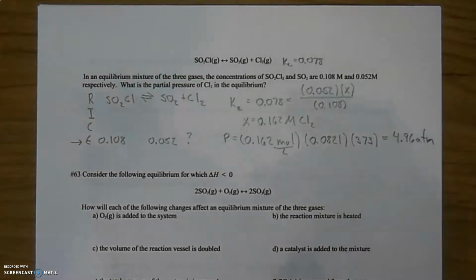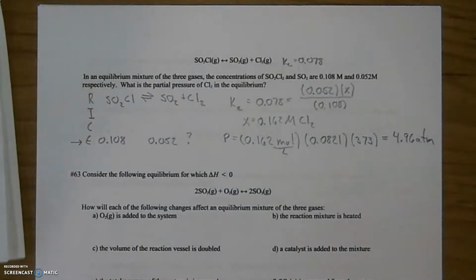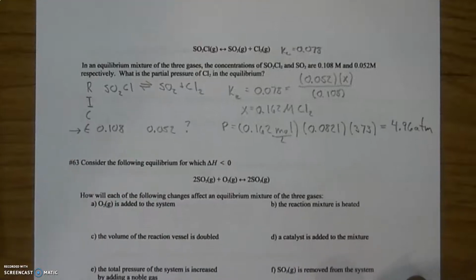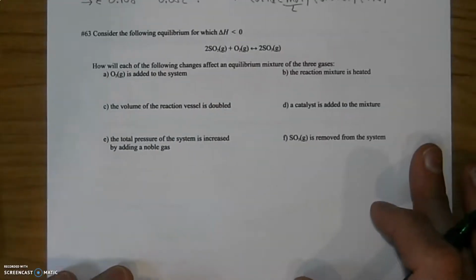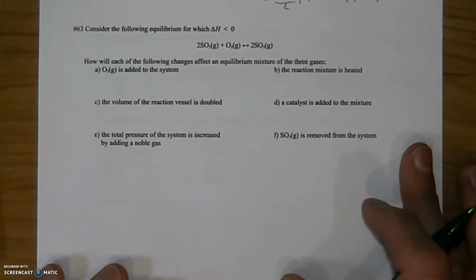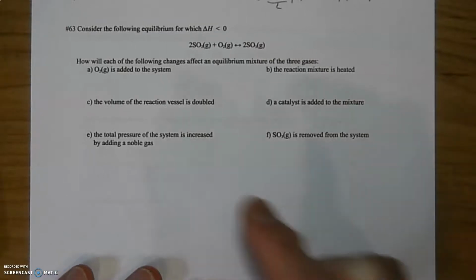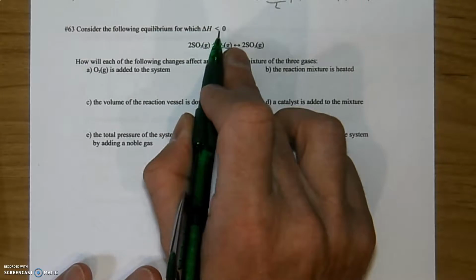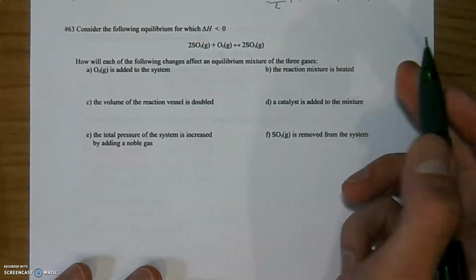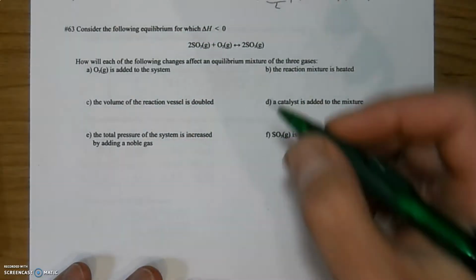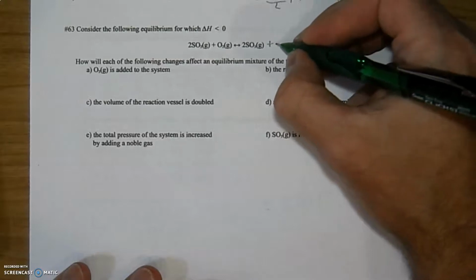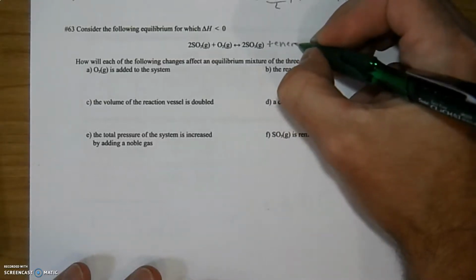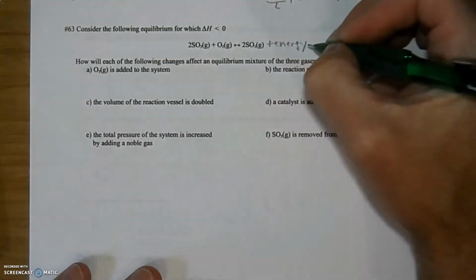All right, I think we got a little bit of notes left here. Well, let's go ahead and just march into 63. Why not? All right, consider the following equilibrium for which the delta H, remember chapter 5, delta H is less than 0. So that means it's negative, which means it is exothermic. So I'm going to actually write in the word energy here. So pretend it is a thing.